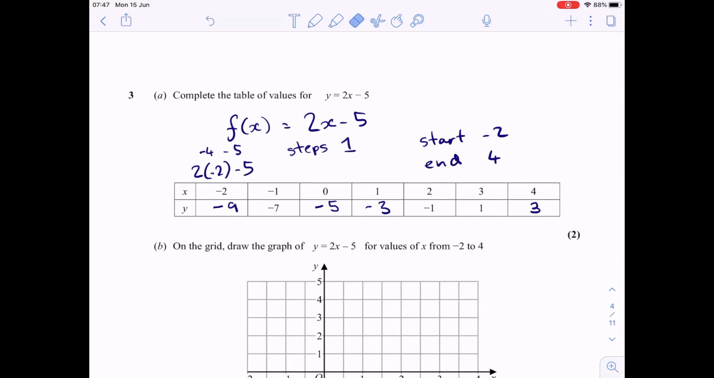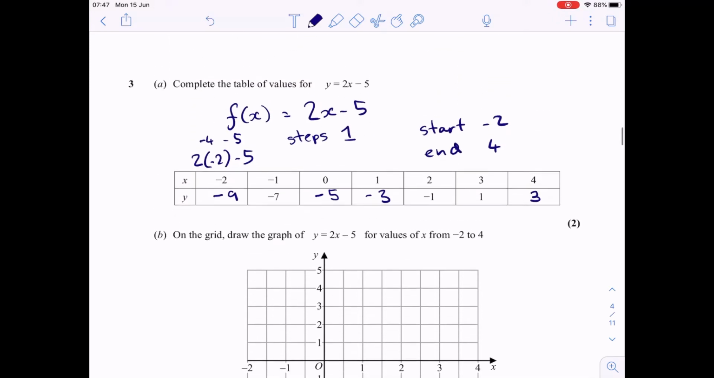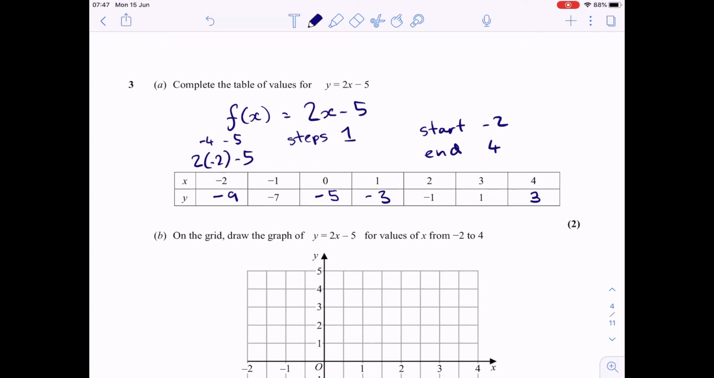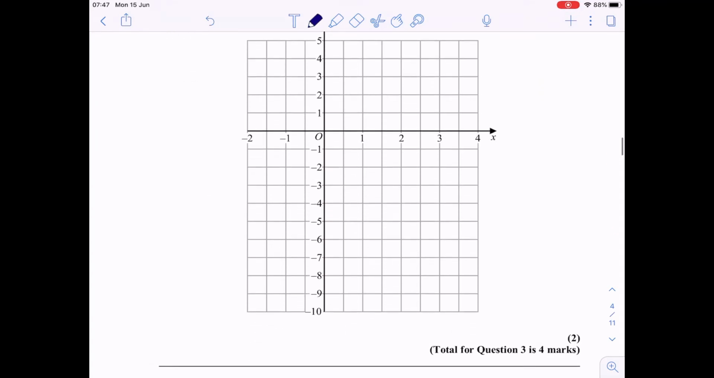So lots of ways you can go about doing that one. And then on the grid, draw the graph of y equals 2x minus 5 for the values of x from minus 2 to 4. Okay, so when x is minus 2, y is minus 9. So let's enter that coordinate first. So remember, x is across and y is the vertical axis. Okay, so minus 2 is minus 9, minus 1 gives me a value of minus 7. If I keep plotting these, it will look something like this.